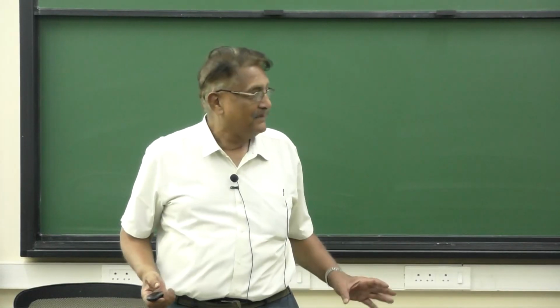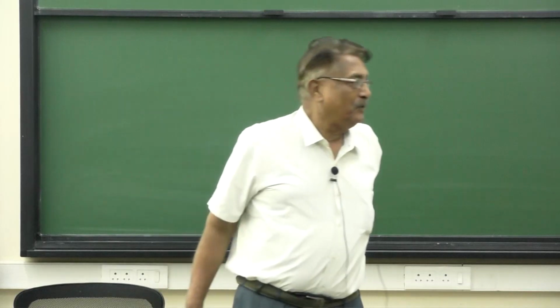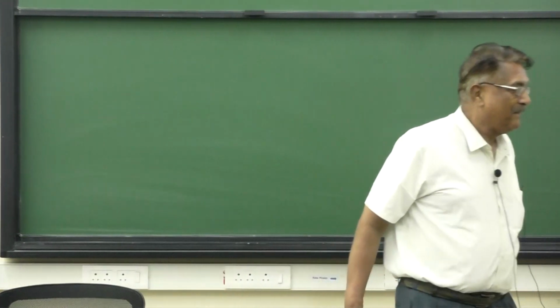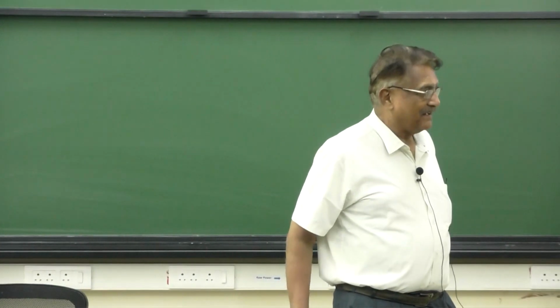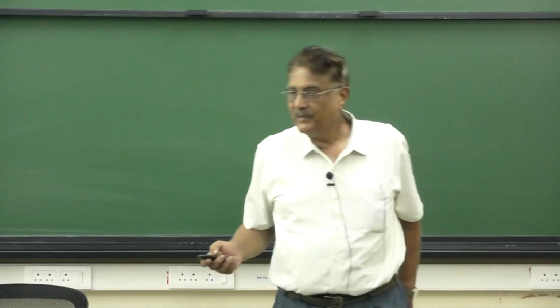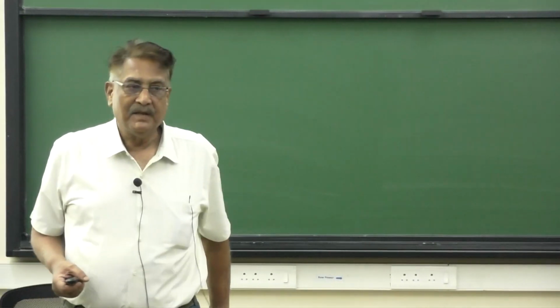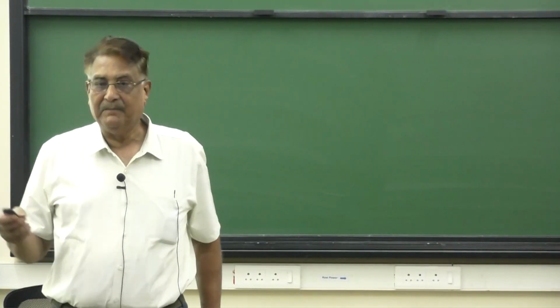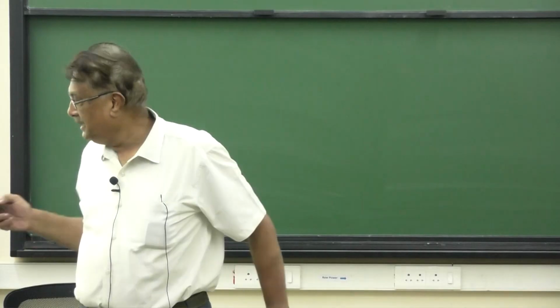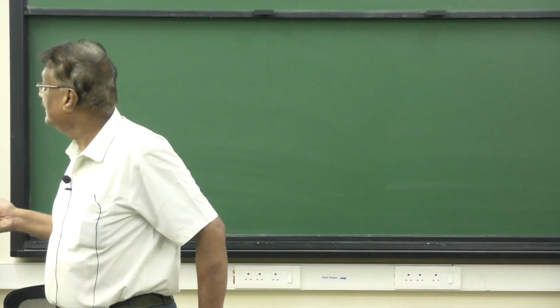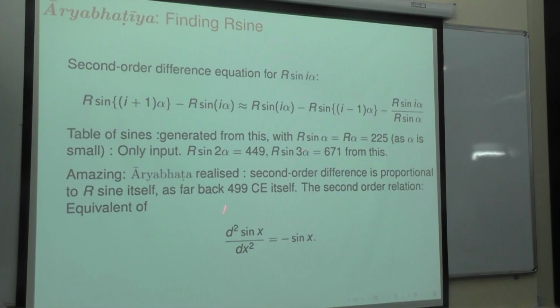Yes, of course, alpha has to be sufficiently small, and 225 is good enough. And this is one way of doing it, so then he will give a table based on this. The only input is the first sine, and then you can get all the other things.